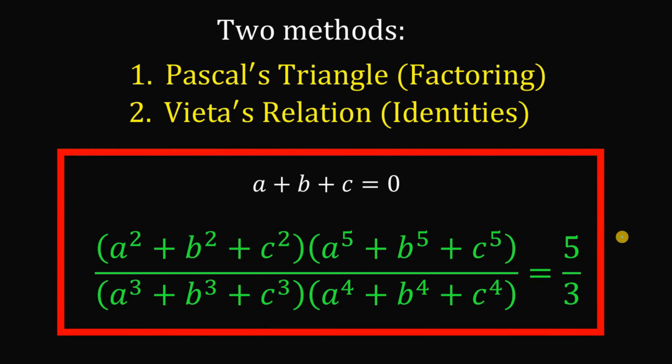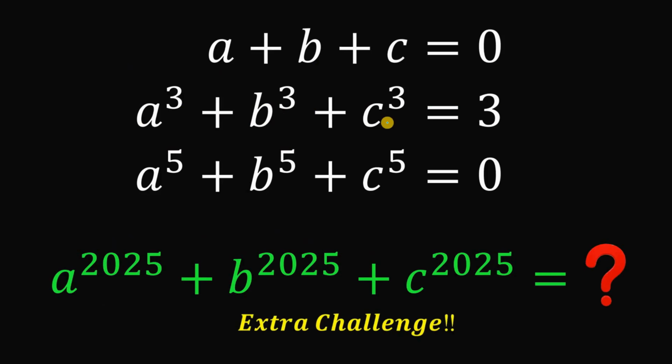And of course, let's have some extra challenge. Given a plus b plus c equals 0, you can use the two methods I used in this video to answer this, or to find some pattern to answer this. a cubed plus b cubed plus c cubed is 3. a raised to the fifth power plus b raised to the fifth power plus c raised to the fifth power is 0. And the question is, what is the numerical value of a raised to the power of 2025 plus b raised to the power of 2025 plus c raised to the power of 2025?